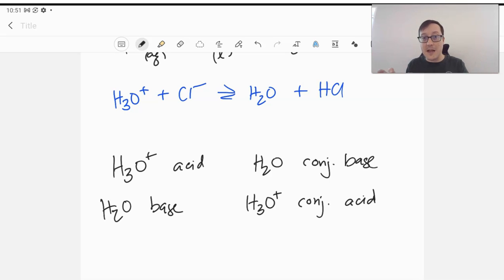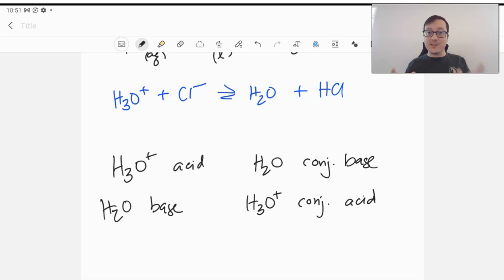So Cl minus does not have a conjugate base, but it is itself a conjugate base of HCl. A bit of confusing terminology, I'm sure. But the idea here is that if you can analyze in a reaction which one is the acid and which one's the base, we do that by looking at where protons are going, how the protons are being transferred. The one that was your acid in your original reaction becomes its conjugate base. Whatever was your base in the original reaction becomes your conjugate acid.